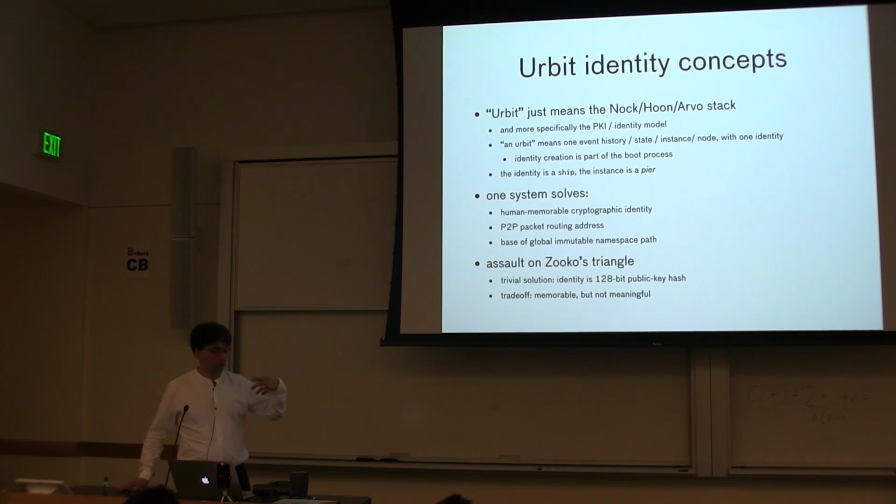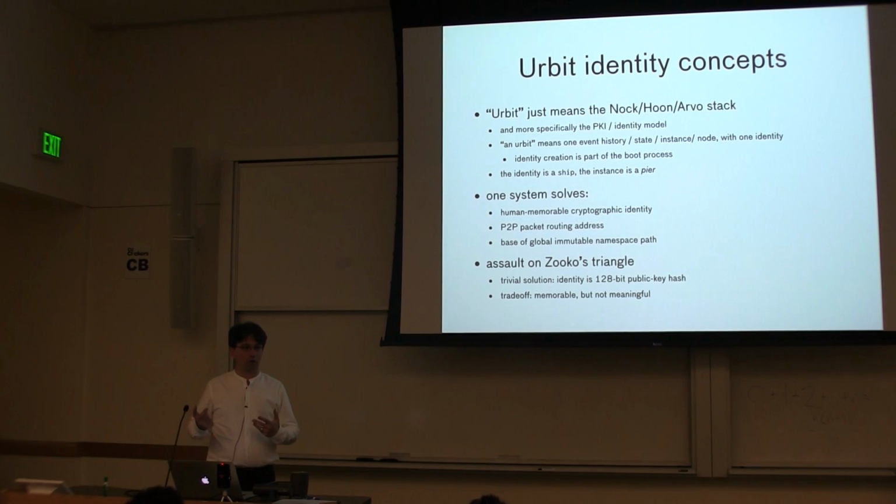BitTorrent: decentralized, yes. Human meaningful names, no. And so there's a problem there that, as an OS guy, what they teach us to do is find the trade-off and almost solve the problem. So the trade-off that we make here is, the trivial solution for an identity system of this scale is to say your identity is the hash of your initial public key. Very easy. IPFS uses this. How do you remember a 128-bit hash? You don't.